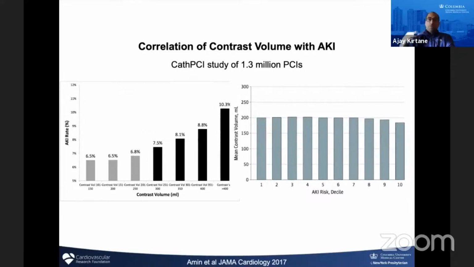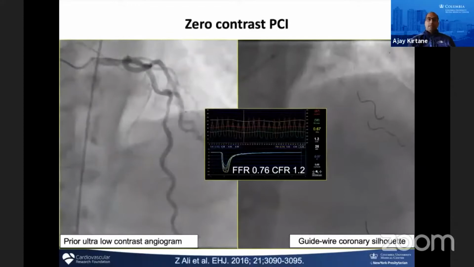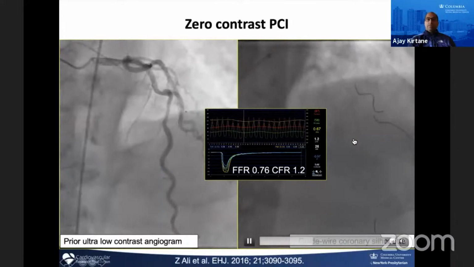We should lower the amount of dye we give if the risk of the patient goes up. And the way we track that is by the GFR. So what we try to do is give less dye than the GFR for our patients undergoing PCI. And the way you can do this is you do a separate low contrast angiogram and you separate out the PCI. You interrogate lesions using physiology to determine what you need to treat.